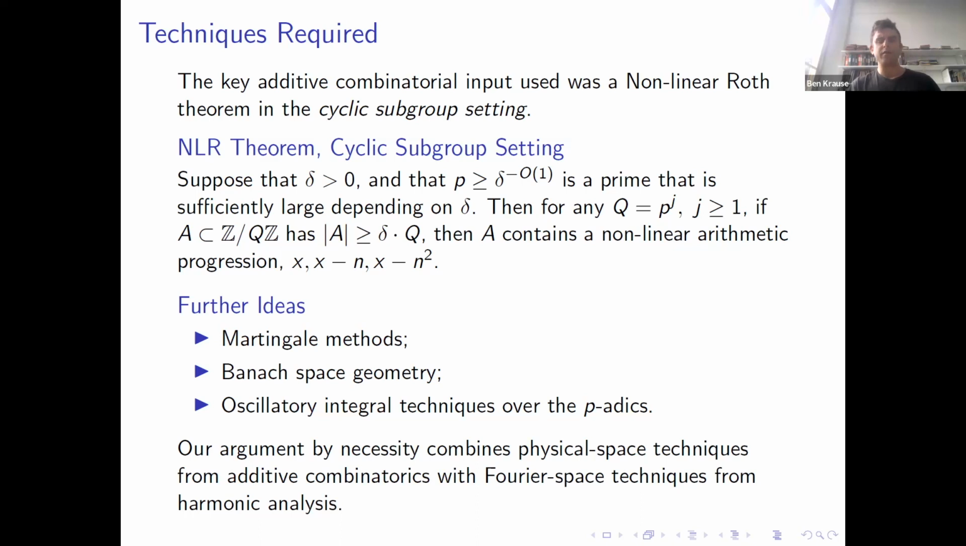We needed generic chaining from Banach space geometry. And we also needed some oscillatory integral techniques over the p-adics. We needed to understand the percentage of time that polynomials can concentrate near single values over the p-adics. And because of these different techniques that were needed, we worked both in physical space using combinatorics and in Fourier space using harmonic analysis. So the argument went back and forth between physical space and Fourier space.